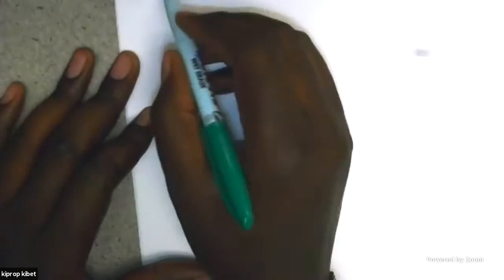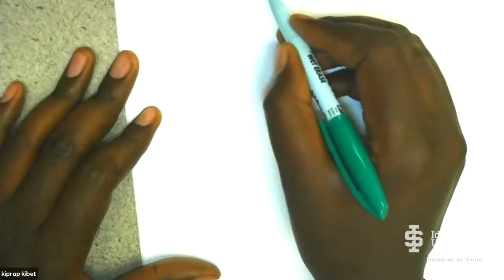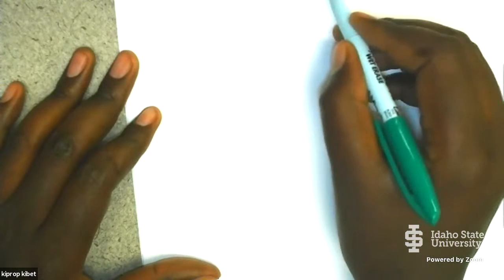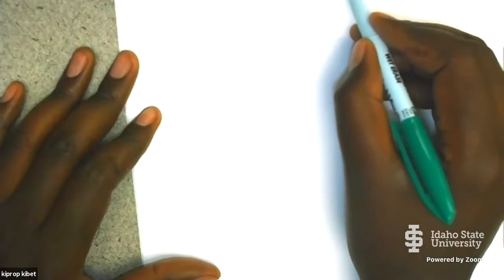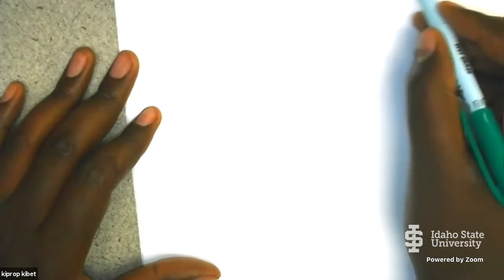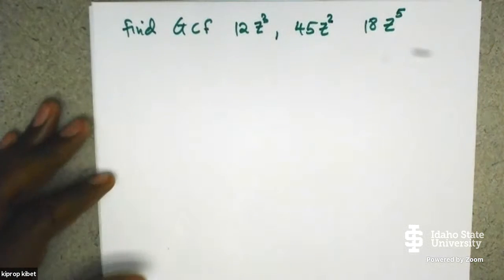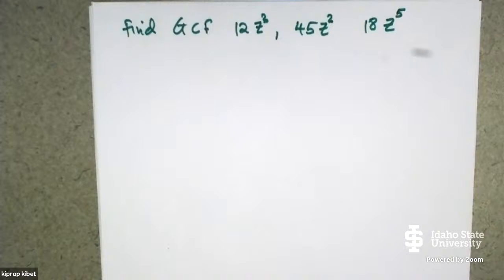Now, if we had been given 3 of them, find the GCF of 12 Z cube, 45 Z square, and 18 Z raised to 5. If we have the 3 of them, so we do this. So can you try that? So you put them just now.